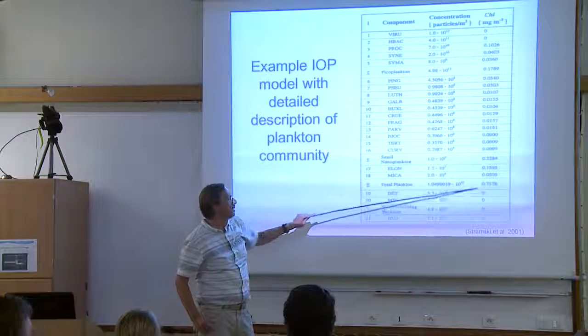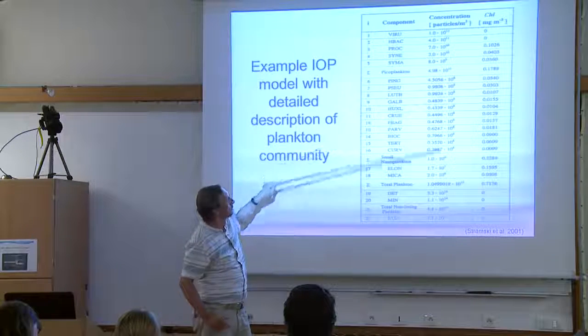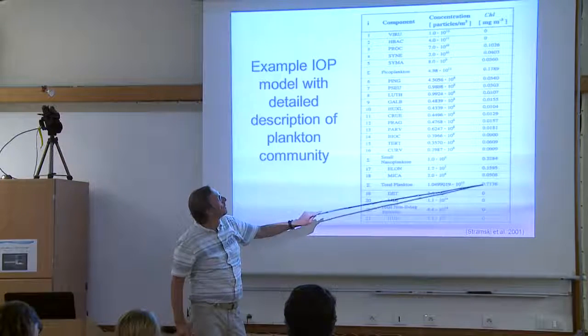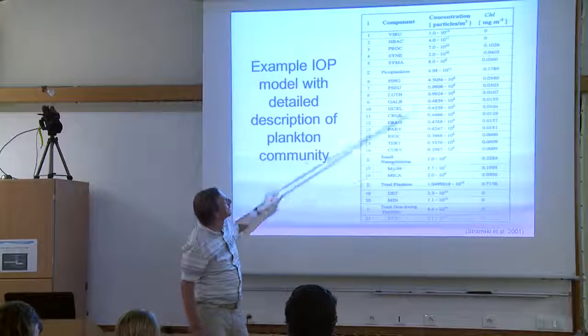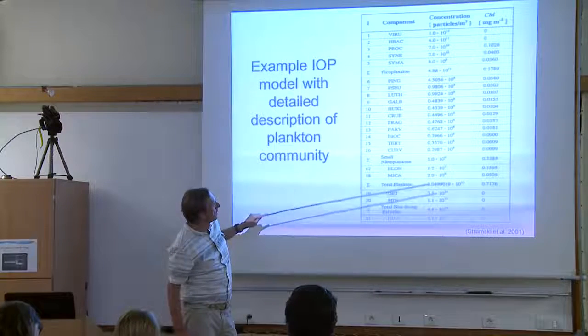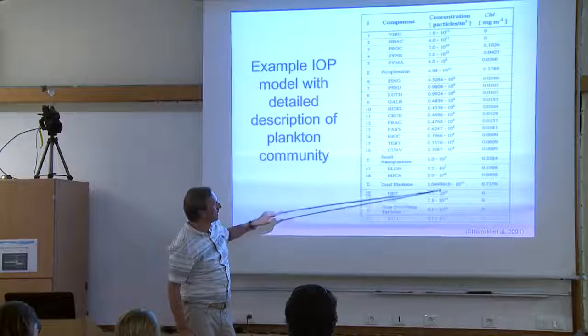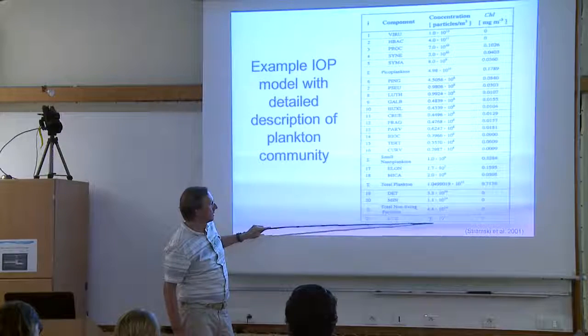So this particular water body that is modeled with this mixture has 0.7 milligram per cubic meter, has this kind of distribution of numbers, but this water also contains detritus, minerals, and some bubbles.